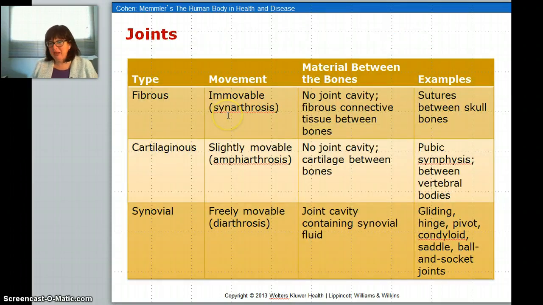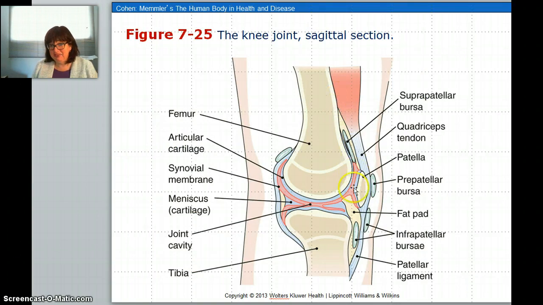Then the last type of joint is the synovial joint. And the synovial joint has quite a structure around it. And so here's the example of a synovial joint. You have a capsule with some fluid in it, and that's the synovial fluid. This helps lubricate the knee. Most joints with great movability are synovial joints.